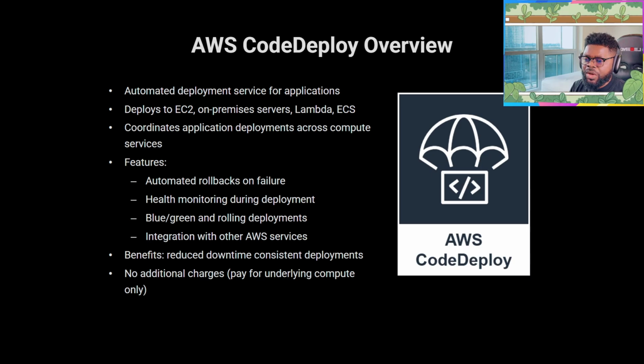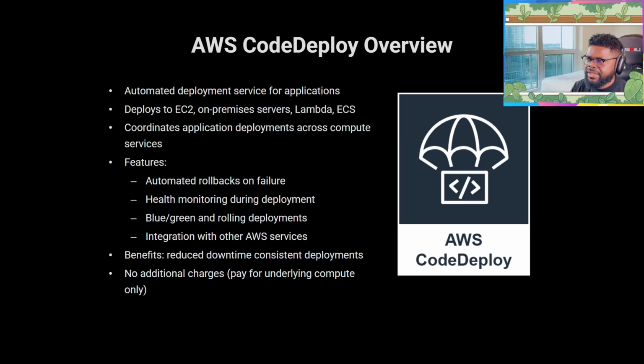So it's a deployment service for your application. You can deploy to EC2, on-premise, Lambda, and ECS, okay? And then you can coordinate the deployment itself across the computes. So you can do deployment across not just one compute, but multiple. If you have a change that needs to go to a set of EC2 instances, you can coordinate that, right?